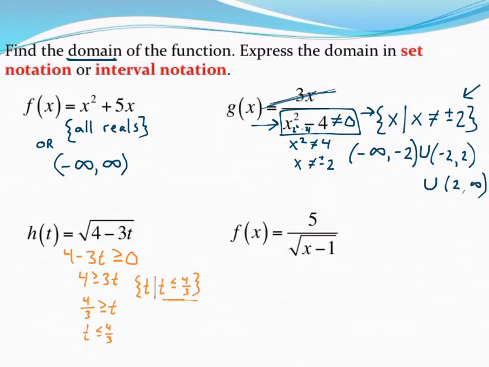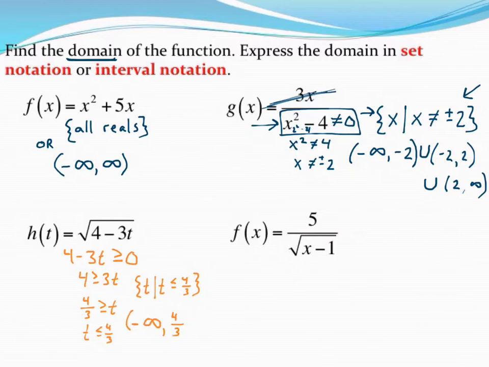t has to be less than 4/3 or equal to it. At the smallest, t could be, well, I could make that as small as I want it to be. It just has to be not bigger than 4/3. So I can go all the way back from negative infinity, and then the biggest it can be, well, it's 4/3. I just said I have to be less than or equal to 4/3.